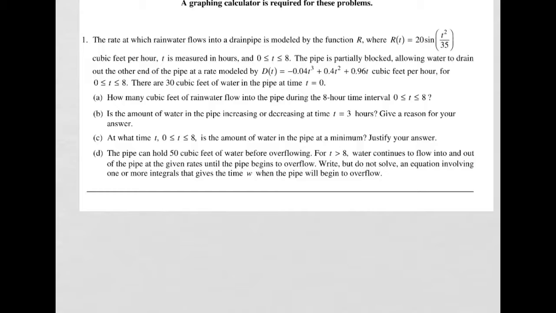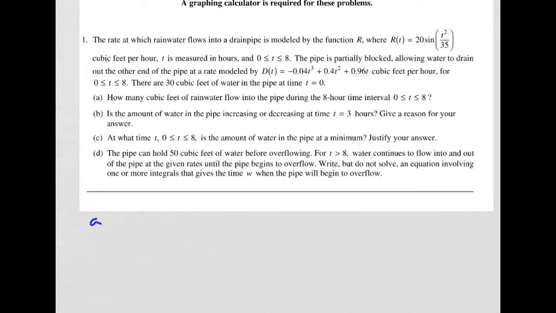To get the actual volume, you integrate. You get the area underneath the rate curve, and that gives you the net change, the net displacement. But this is positive for T from 0 to 8, so it's always increasing from 0 to 8 hours. It's in hours, right? So we can just integrate from 0 to 8.